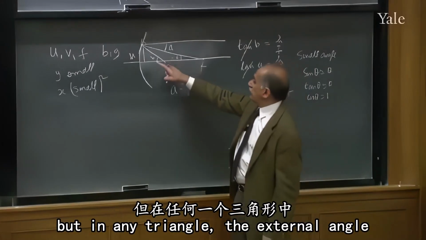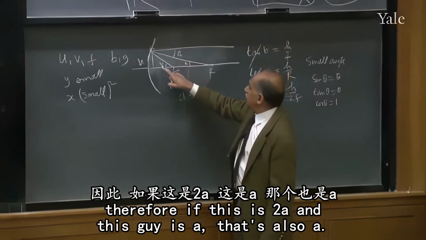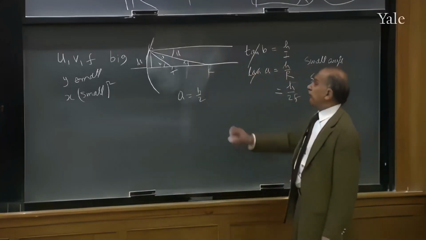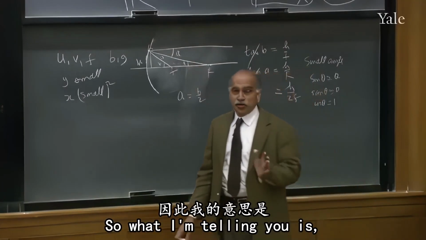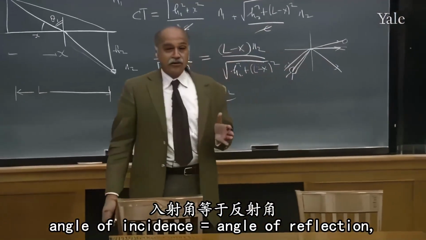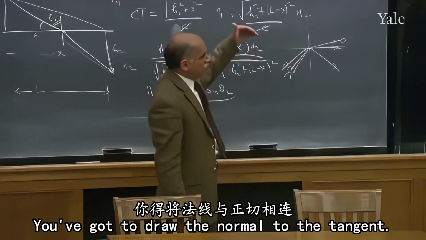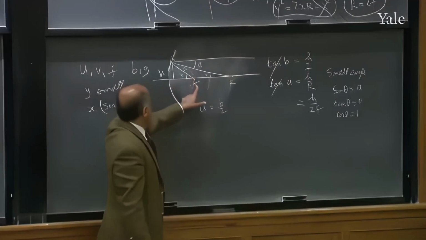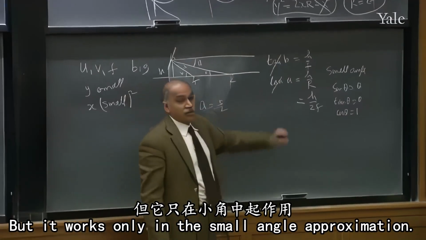But in any triangle, the external angle is the sum of the internal opposite angles. Therefore, if this is 2a and this guy is a, that's also a. That means the angle of incidence is the angle of reflection. So what I'm telling you is, you can always go back to angle of incidence equals angle of reflection. But it's going to take more work because you have to find the tangent, draw the normal to the tangent, find the angle with respect to that normal and equate it to that angle, and you will find, in fact, every ray goes through f. But it works only in the small angle approximation.